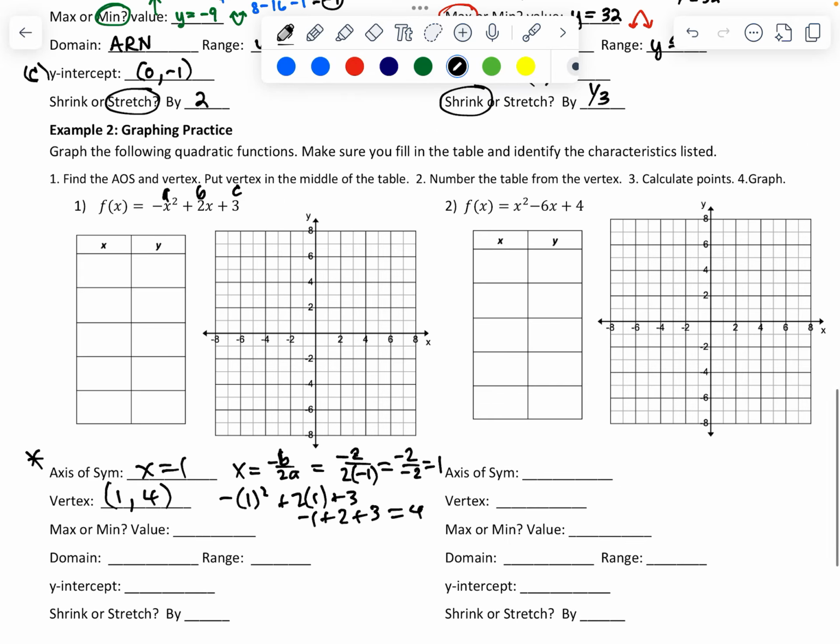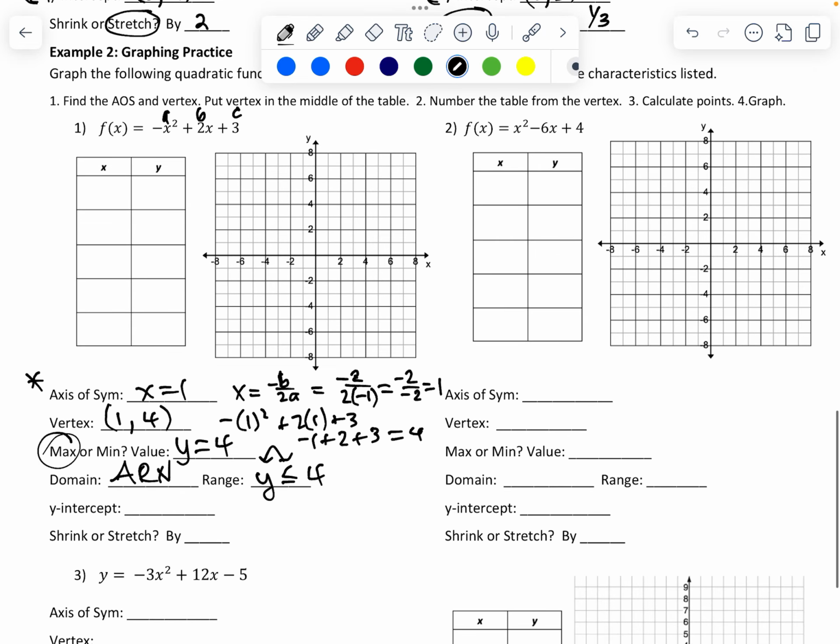It's a negative, and the max or min is negative, so that means it's going to open down. That means it's going to have a max of y equals 4, which is the y value of the vertex. Domain, as always, all real numbers. The range, because it opens down, is y is less than or equal to 4.